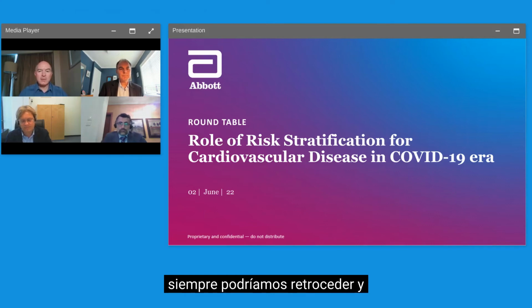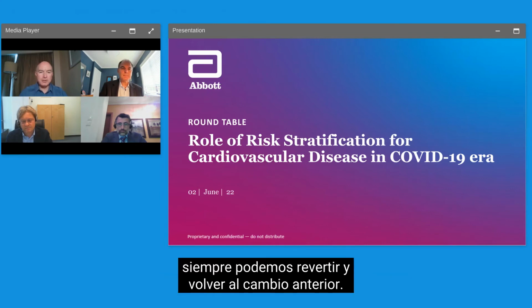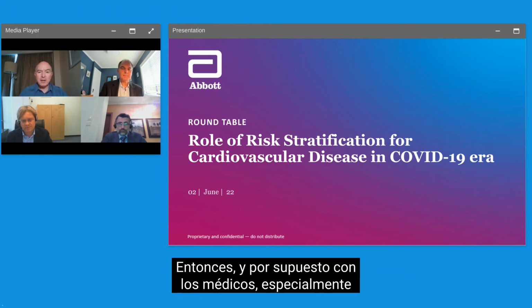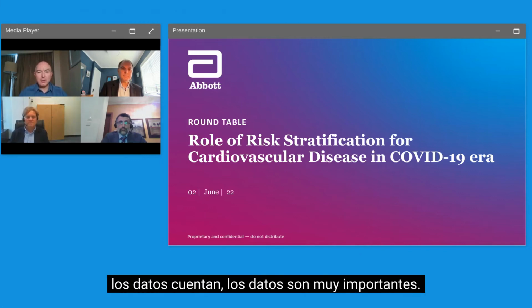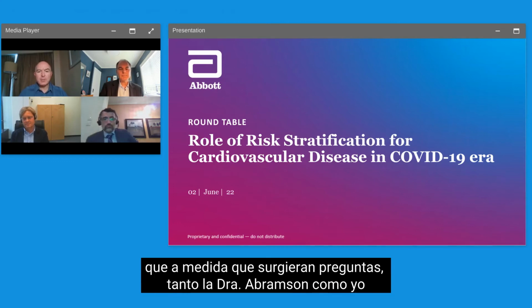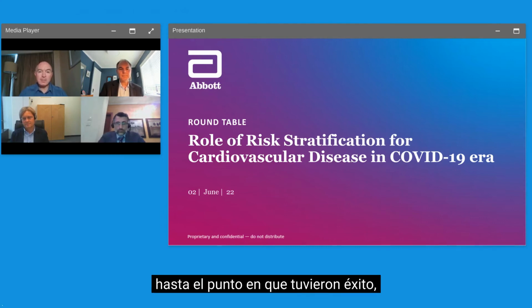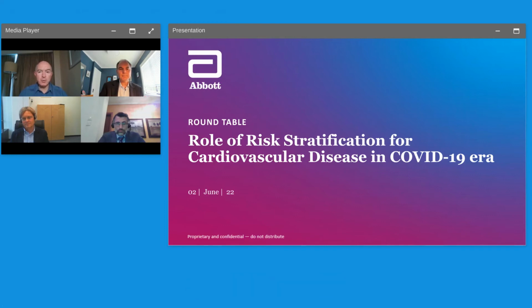And so that offered them the ability to engage in a way that said, our backstop on all of this is that if it's not working out exactly right, we can always revert back to the previous change. And of course, with physicians, especially, data counts. Data is very important. So we offered them all the data that we had at our disposal to let them really think through it. As questions came up, both Dr. Abramson and myself would answer those questions the best we could, to the point where they were successful and felt like this was something that we could move forward with.